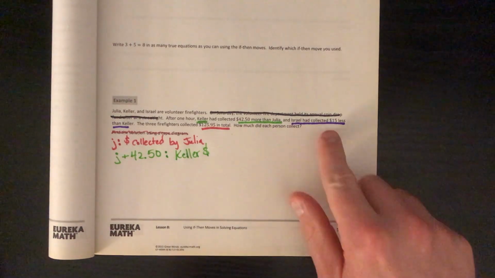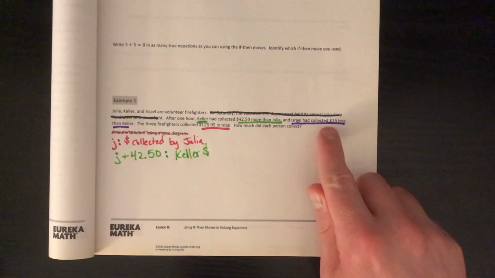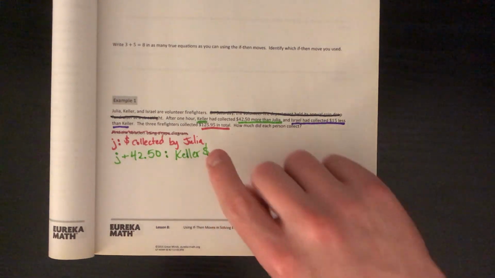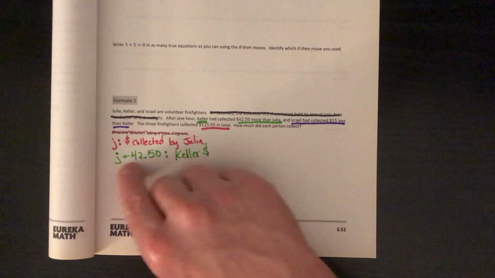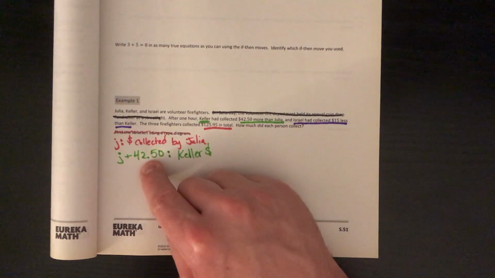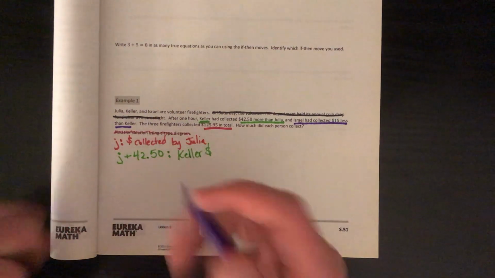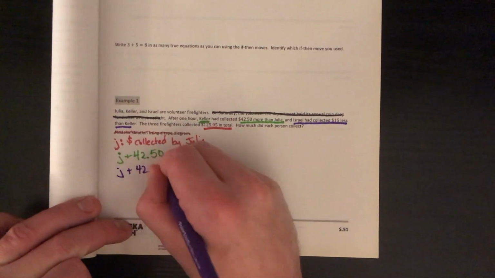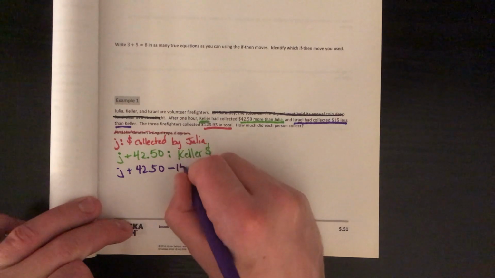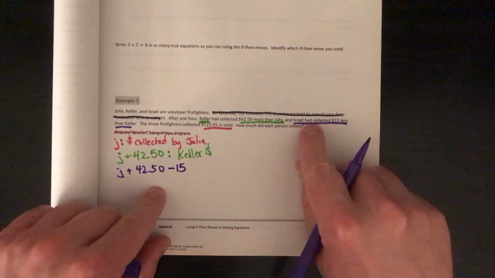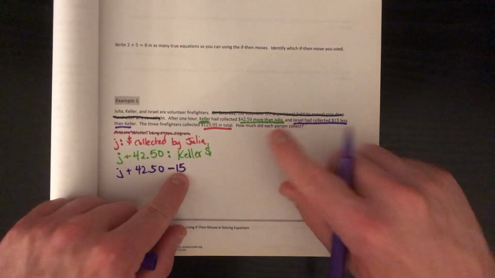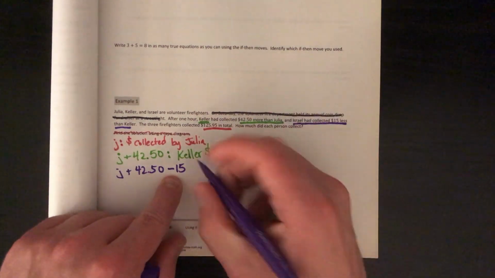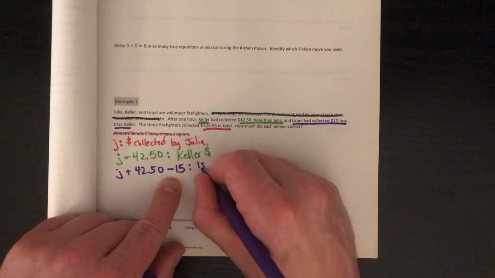Okay, and then for Israel, she collected $15 less than Keller. So I got to be careful here. I'm gonna use the Keller expression that says how much Keller made, and then I'm gonna subtract 15 from that, because that's what it says, right? Israel collected $15 less than Keller. So I took Keller's expression and subtracted 15 from it, and I'll just write Israel dollars next to that.